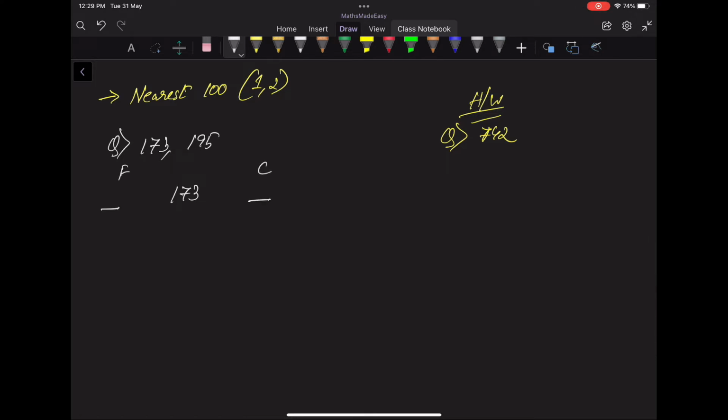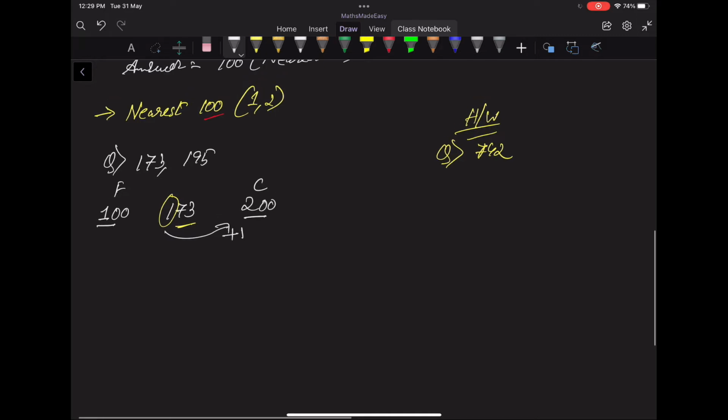Floor and seal. Okay, what do we place in terms in floor? How many zeros are there in nearest 100? 2 zeros. So on both sides we're going to be placing 2 zeros. In place of 73 we are going to be replacing these two by 2 zeros. Okay, which digit is unchanged? That is 1. Exact thing will be placed here on floor, and plus 1 will be placed in seal.